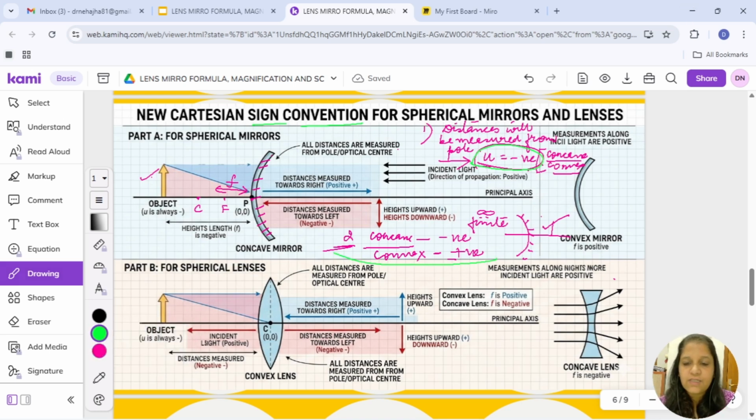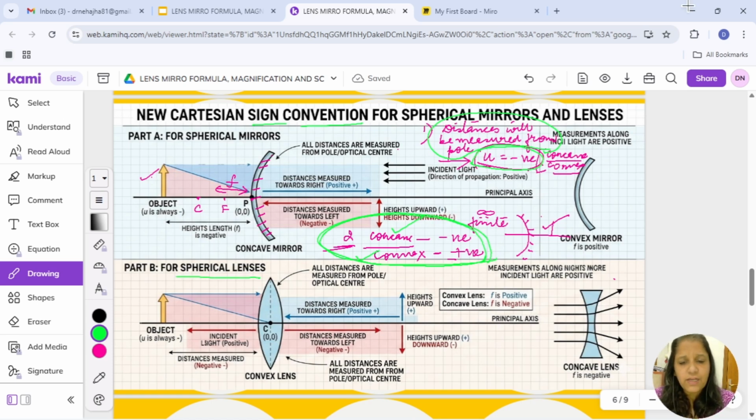So this is the sign convention which you need to apply as per the concept in most of the numericals. And if you put the wrong sign, the entire question goes wrong. So these are the three important points: distances will always be measured from the pole. The object distance will be negative for both concave and convex mirror. The focal length will be negative for concave mirror. Now you know the reason why. And the focal length will be positive for the convex mirror.